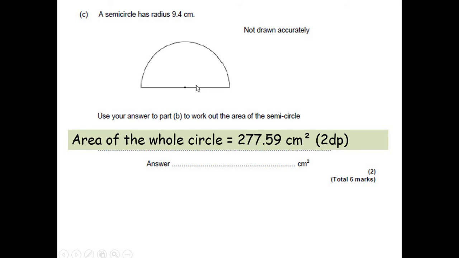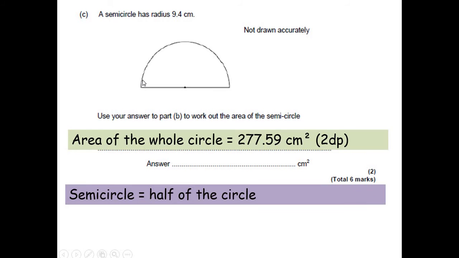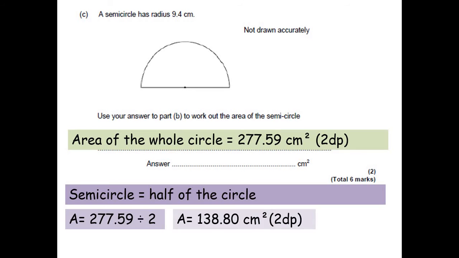So to work out the area of a semicircle, because it's half of a full circle, we divide that answer by 2. So to get the area of the semicircle, we divide the whole circle by 2, which gives us an area of 138.80 centimeters squared, and that's to 2 decimal places.